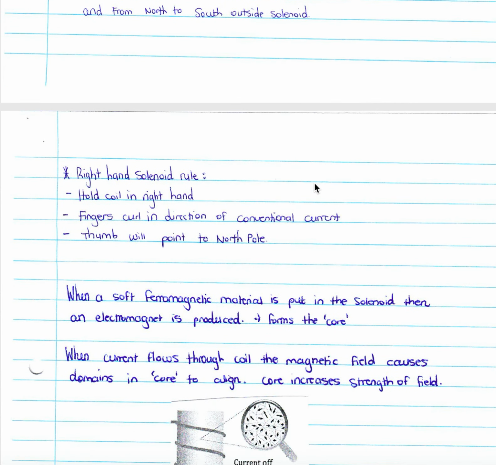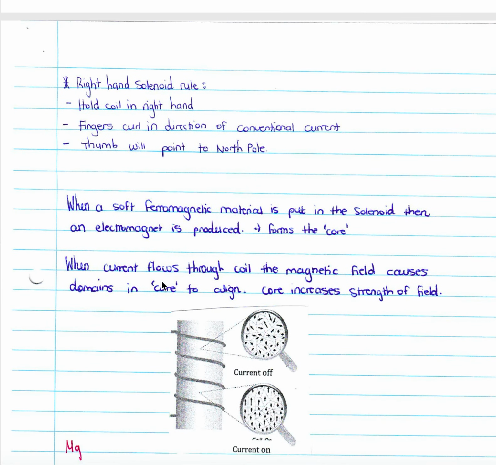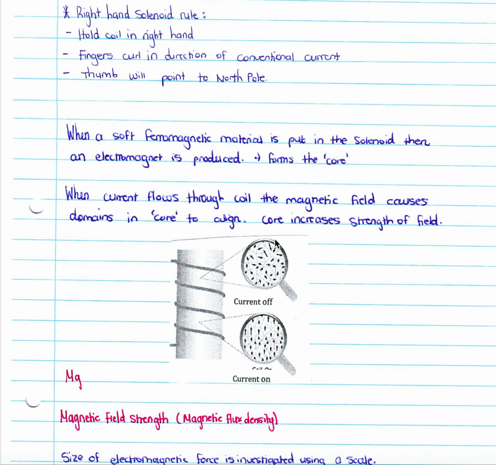When a soft ferromagnetic metal is put in the solenoid, then an electromagnet is produced. This forms the core of the solenoid. So when current flows through the coil, the magnetic field causes the domains in the core, which is the soft ferromagnetic metal, to align, and this increases the strength of the field. As we can see here, when there's no current, they are not aligned. When there is a current, all of the domains in the core are aligned, and therefore this strengthens the electromagnet.